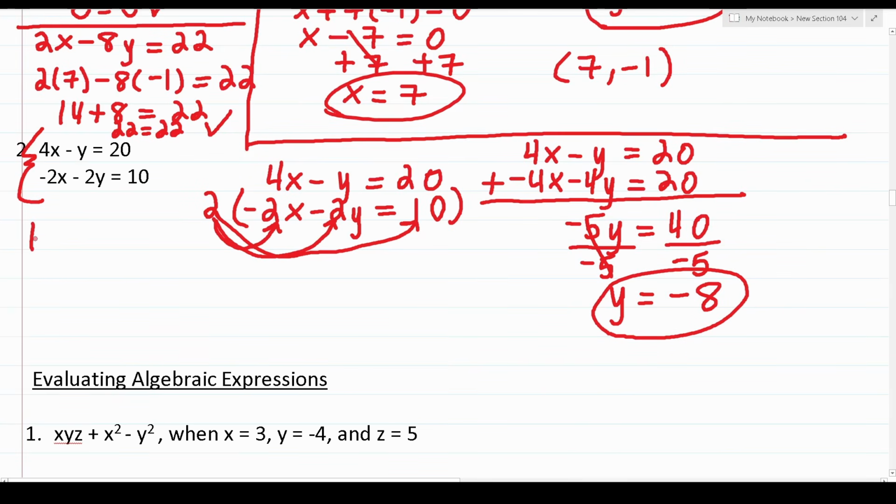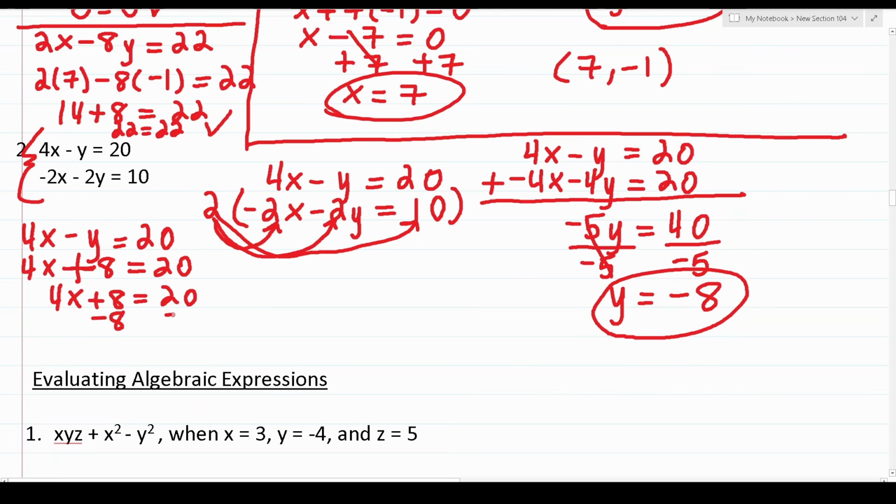This top equation said 4x minus y equals 20. And we now know that y is negative 8. So in place of y here, I'm going to put negative 8. This becomes 4x minus, again, y is negative 8, so this is minus negative 8 equals 20. Again, double negatives become positive, so this becomes 4x plus 8 equals 20. And again, we're solving for x, so the first thing I want to do is get this 8 to this side of the equation via subtraction.